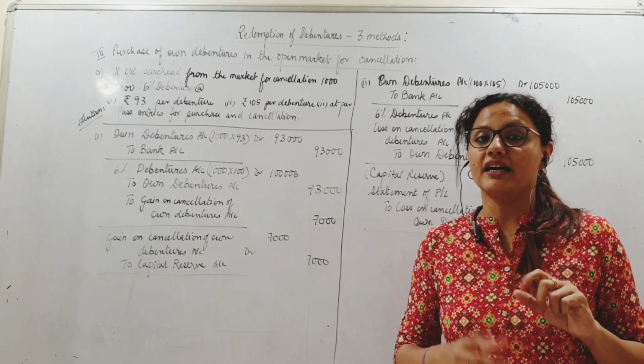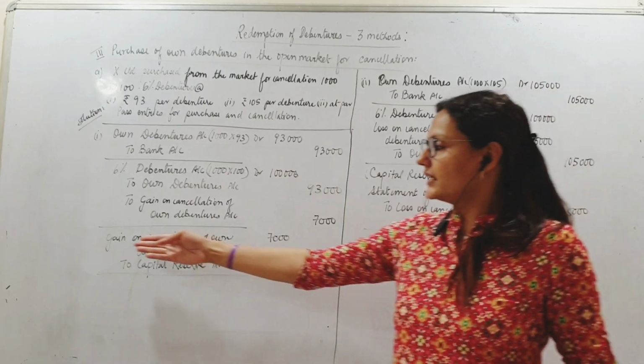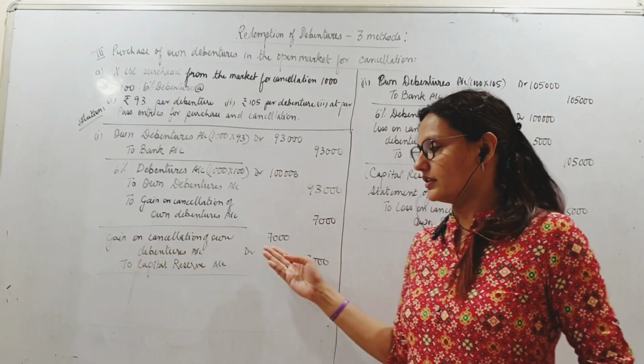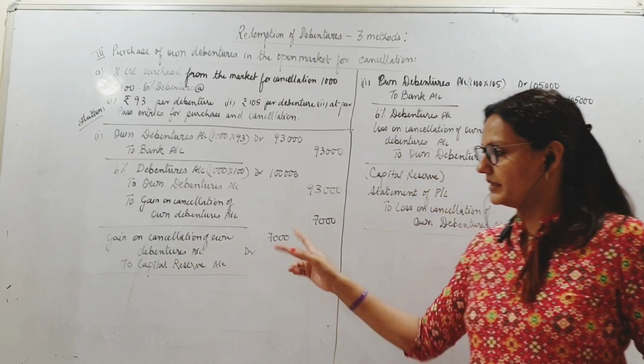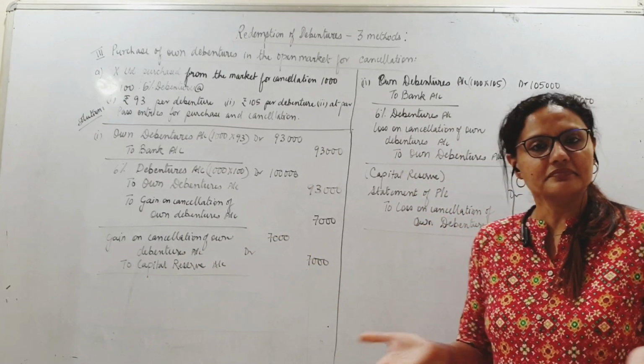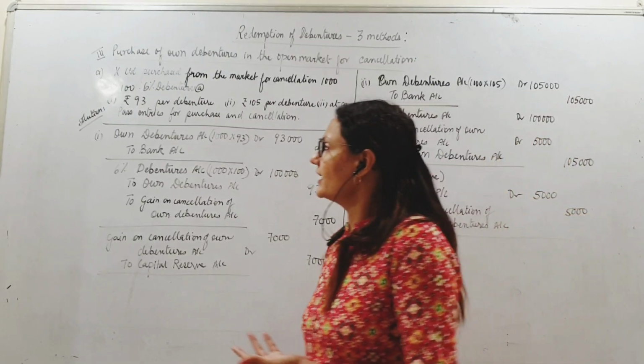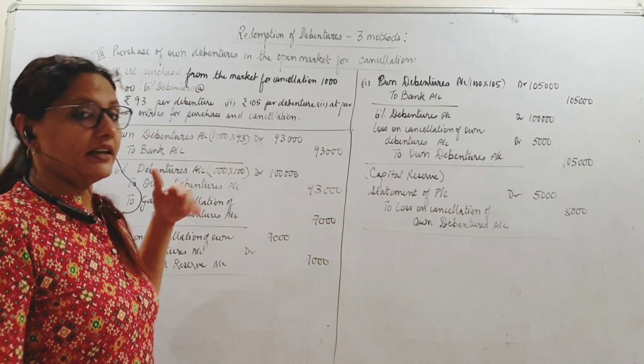The forfeited shares account balance goes to capital reserve, and here also it is the same. Gain on cancellation of own debentures, credit to capital reserve. Meaning I have transferred this amount to capital reserve. Simple, right? Now if the question says we are buying at a higher price, 105.